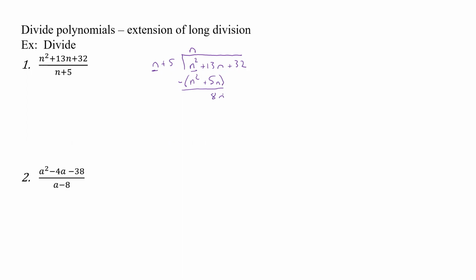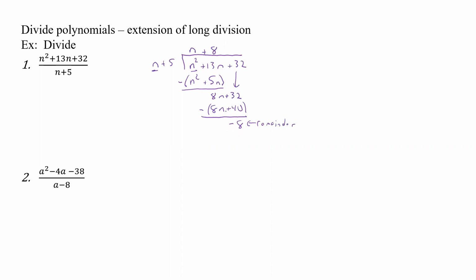And now we're at the point where we did before, we have to bring down the next piece. Well, the next piece is plus 32. So now, what do we have to multiply this n by to get 8n? Well, you have to multiply it by 8. So we're just going to plus 8. Now we take 8 times this, so that's going to give us 8n plus 40. And again, we're going to subtract that whole thing. So 8n minus 8n is 0n. 32 minus 40 is going to be minus 8. And this then is our remainder.